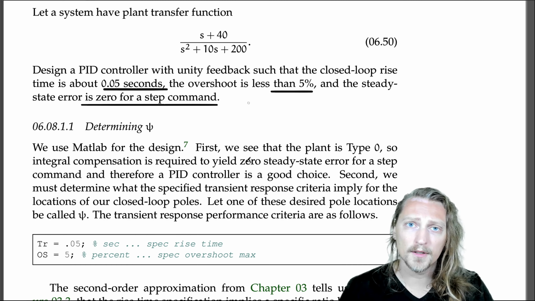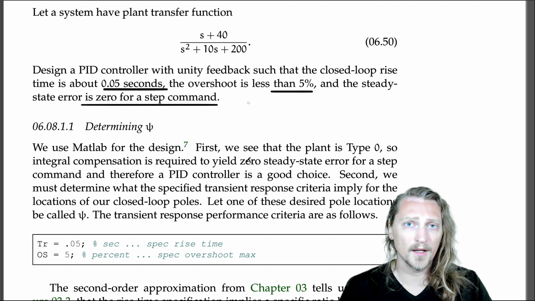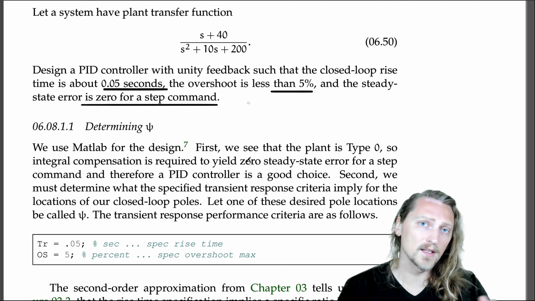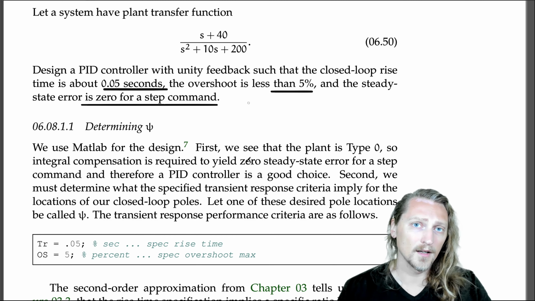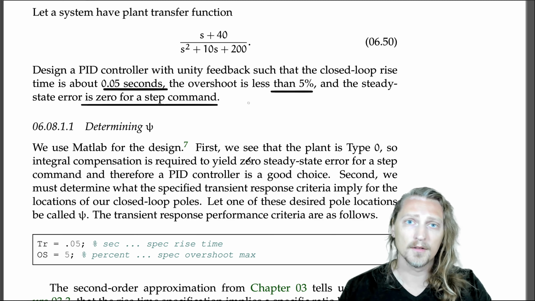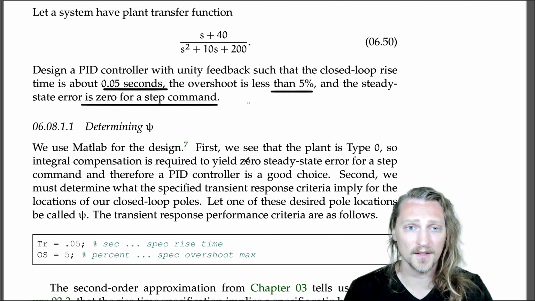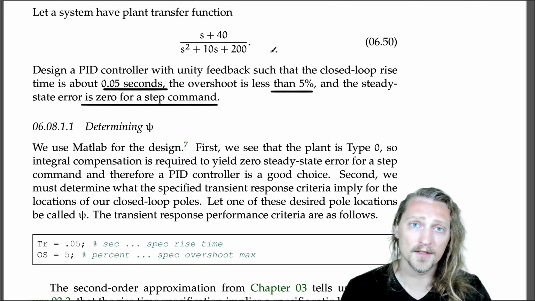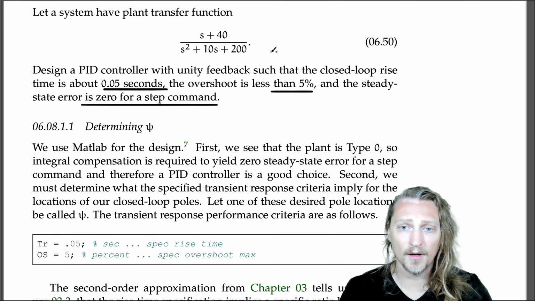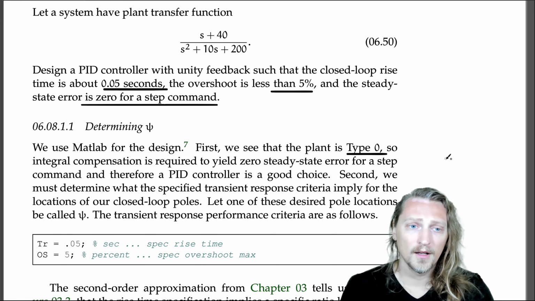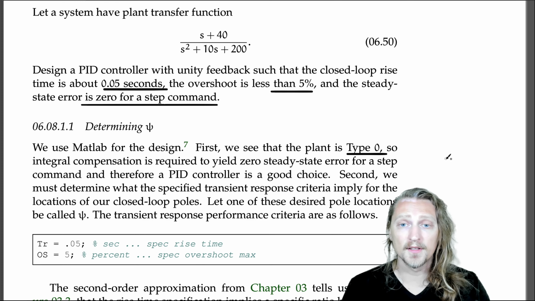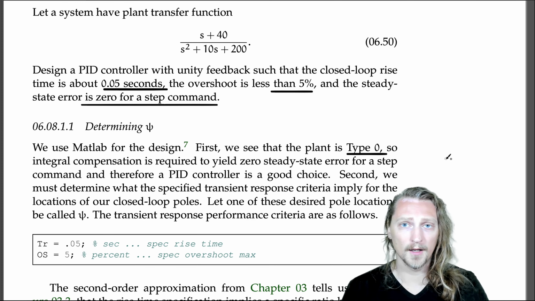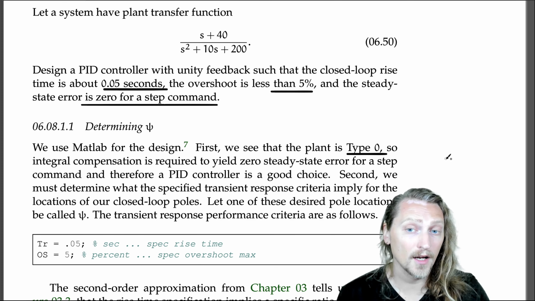The PID controller is going to have an integrator in there, and that integrator is there primarily to improve the steady state response, in the sense that we want a small steady state error, or 0 in this case, steady state error, for a step command. Since our plant has no integrators in it, it is type 0, okay? So integral compensation is required to yield 0 steady state error for a step command. Okay, that's something that we learned back in the chapter on steady state error.